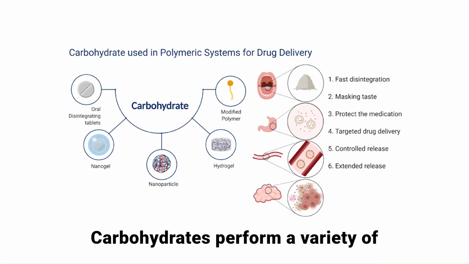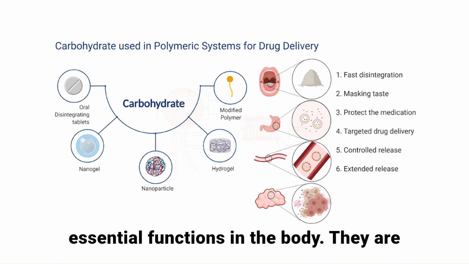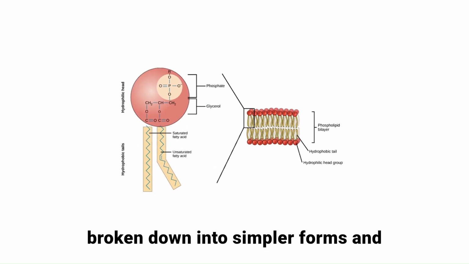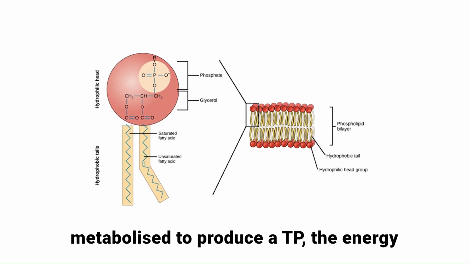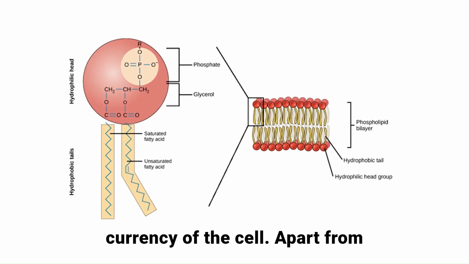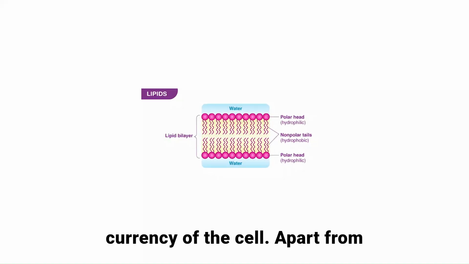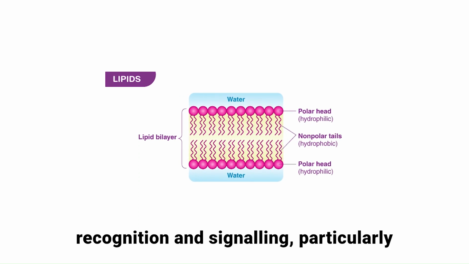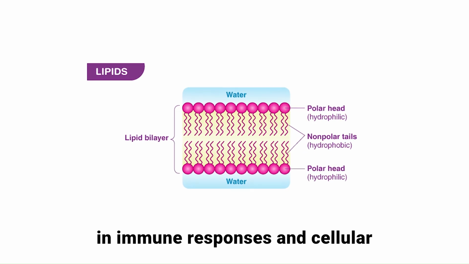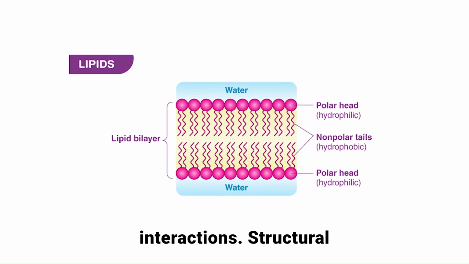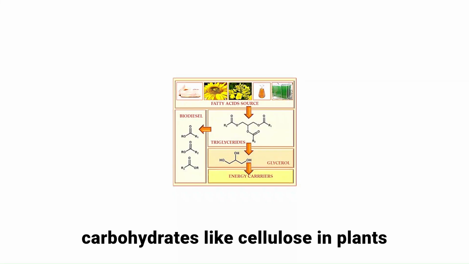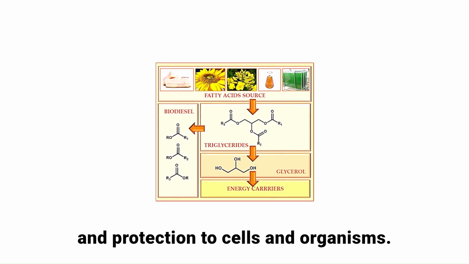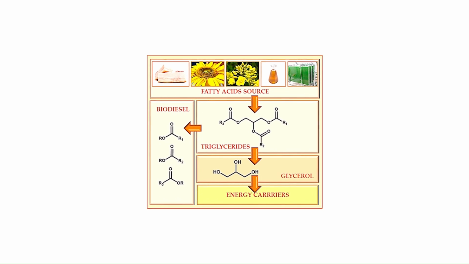Carbohydrates perform a variety of essential functions in the body. They are the primary source of energy, as they are broken down into simpler forms and metabolized to produce ATP, the energy currency of the cell. Apart from energy storage and production, carbohydrates contribute to cell recognition and signaling, particularly in immune responses and cellular interactions. Structural carbohydrates, like cellulose in plants and chitin in arthropods, provide rigidity and protection to cells and organisms.